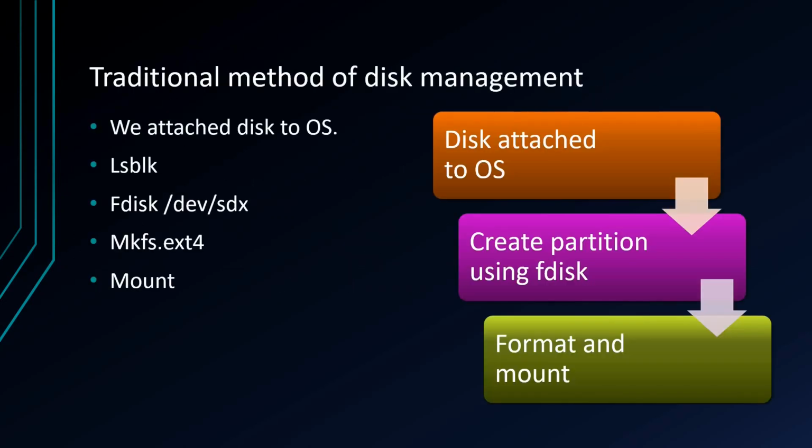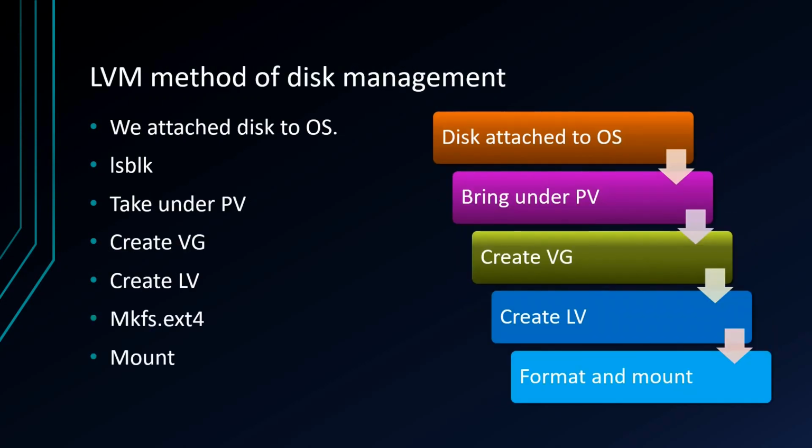So in the traditional method, what we are doing is attaching a disk to an OS. Once we bring up the OS, we will be able to see it using lsblk, then fdisk and /dev/sda, b, c, whatever disk name we have. We will create a partition, then format it using mkfs and mount it. So: attach a disk, create partition, format and mount. But in LVM, what we are doing is attaching a disk to the OS, lsblk will show it, then we take that disk under a PV, then create a VG, then create an LV, then format and then mount. So there are 2 or 3 more steps, but that is okay because it will help you achieve a few things in the future.